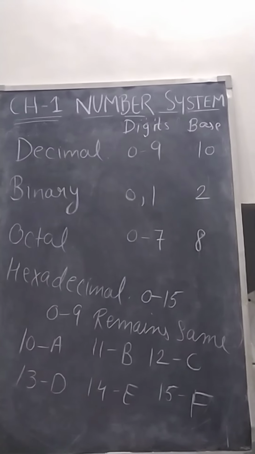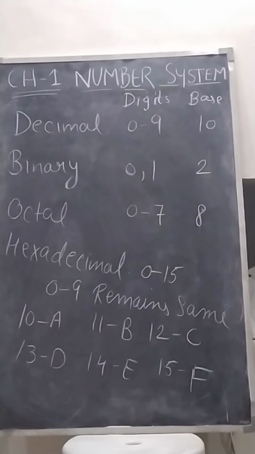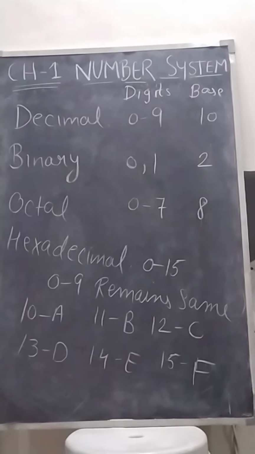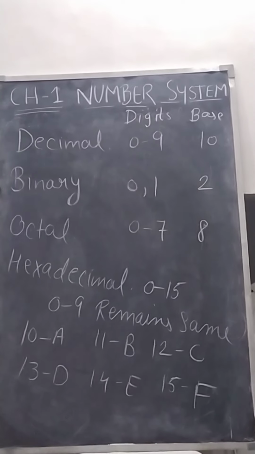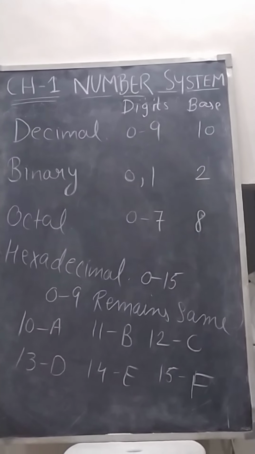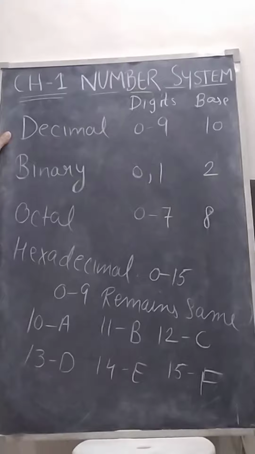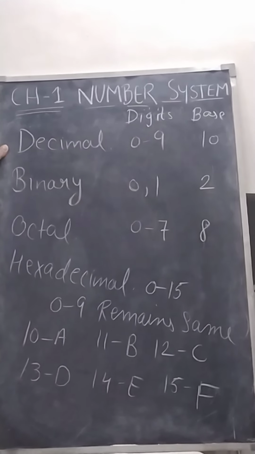Good morning students. As we have studied our first chapter, that is number system. Previously we have studied that there are four kinds of number systems: decimal, binary, octal and hexadecimal number system. Decimal number system has 10 digits, 0 to 9, and its base is 10.